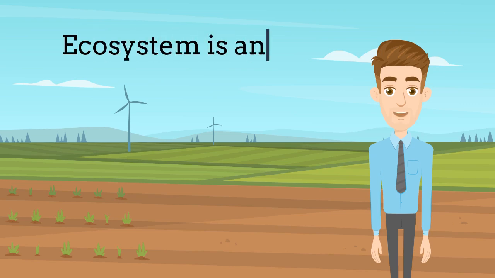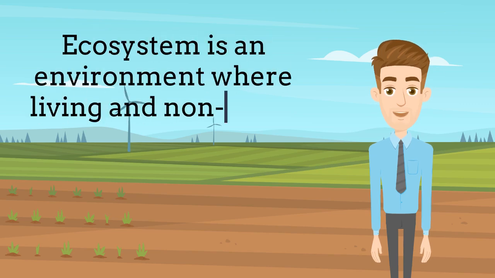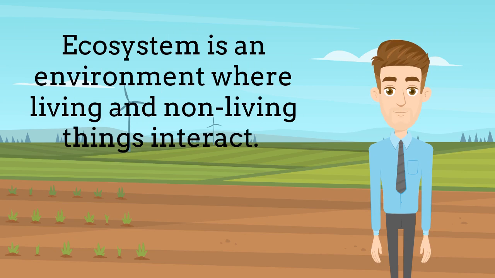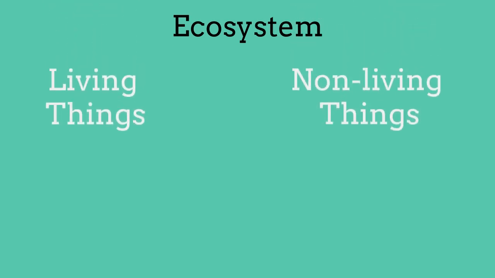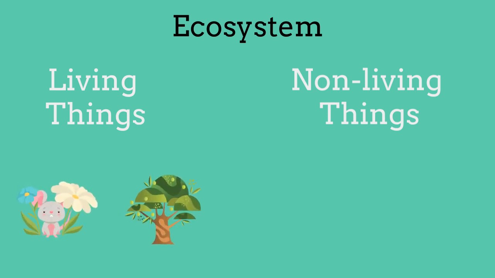Well, an ecosystem is an environment where living and non-living things interact. An ecosystem is an outdoor environment. Now we just said that in an ecosystem living things and non-living things interact with each other. You might be wondering what are some examples of living things and non-living things that interact in an ecosystem. Well, living things like animals and plants interact with the non-living things outside like the weather and soil together. They make up a very special place called an ecosystem.